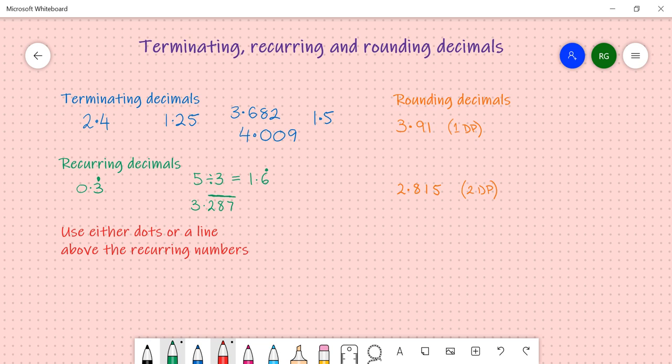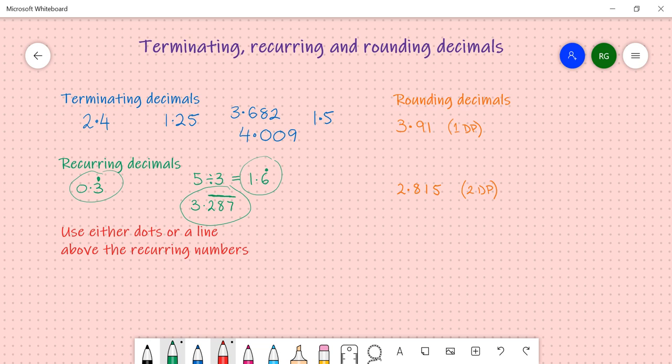Numbers that are divided by 7 have a lot of repeating numbers. Worth maybe trying that out. If you try 4 divided by 7, see what happens. So the red information there: use either dots or a line above the recurring numbers, as I've shown you in these examples.